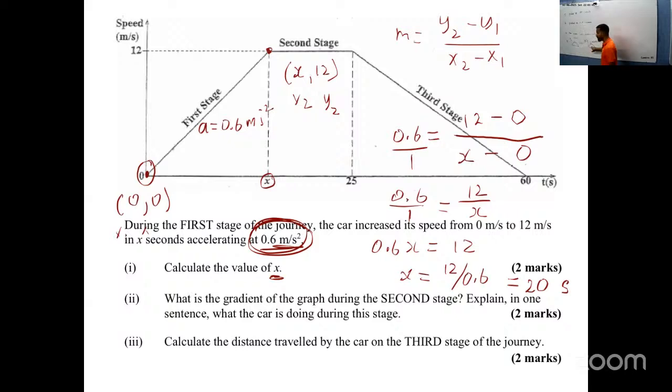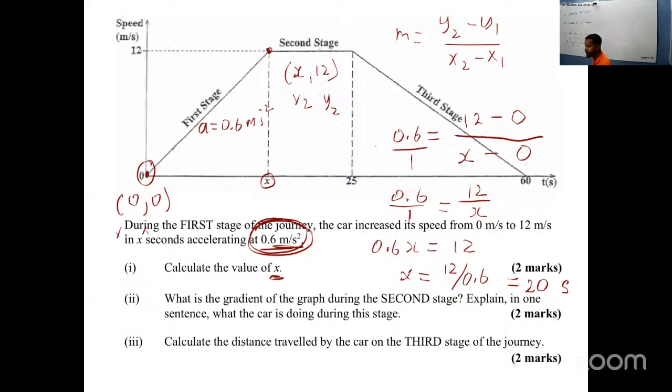So watch it here. You'll see it here. Same thing in number 5. The gradient there is 0. Gradient is 0, and the car has no acceleration with constant velocity. Are you okay with that? And work out part 3.